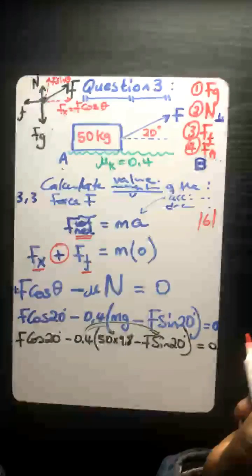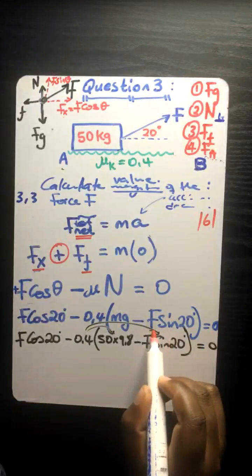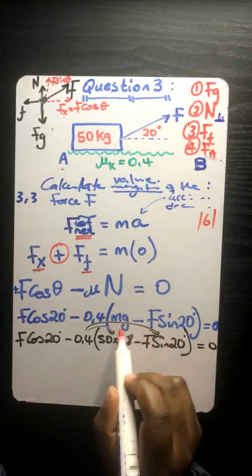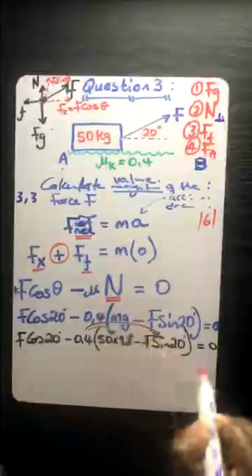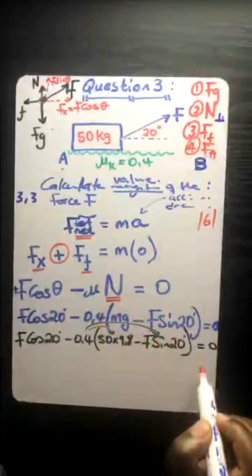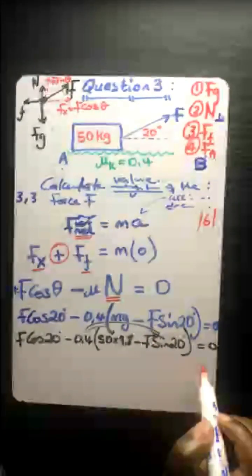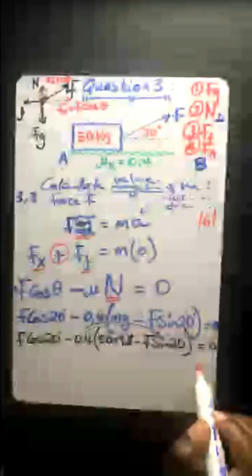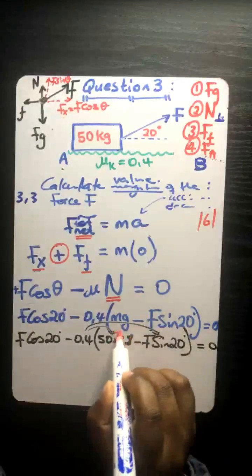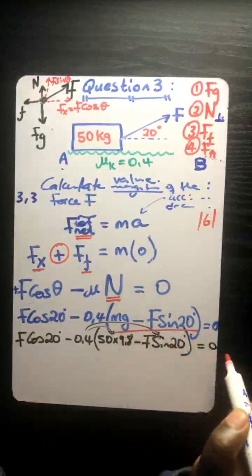I'm asking which one is F sin 20, because I understand that mg is for normal force and the force applied is F cos 20. Now I'm confused with this one, F sin 20. Okay, now I see. What we know about normal force is that normal force is normal force. Let me again explain where that comes from, because I understand that's where the confusion is.